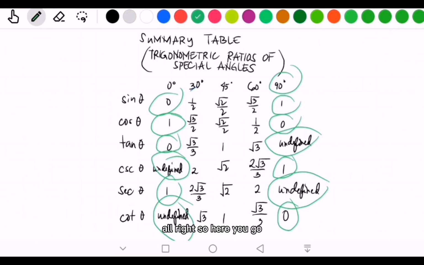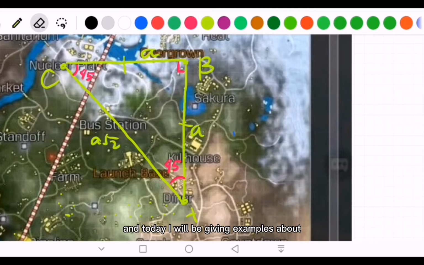Okay, so here you go. These are the trigonometric ratios of special angles. So we have 0 degrees, 30 degrees, 45 degrees, 60 degrees, and 90 degrees. And today I'll be giving examples about the side lengths of this 45-45-90 triangle.